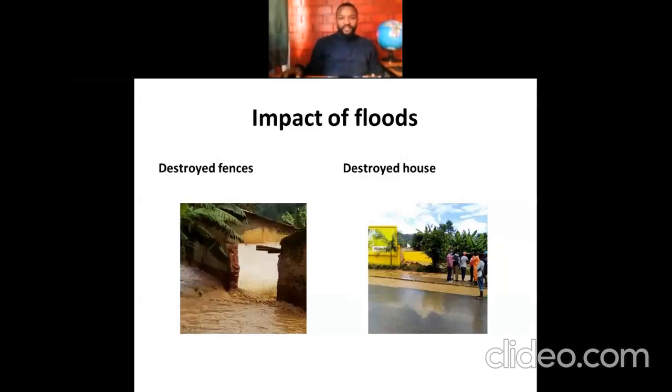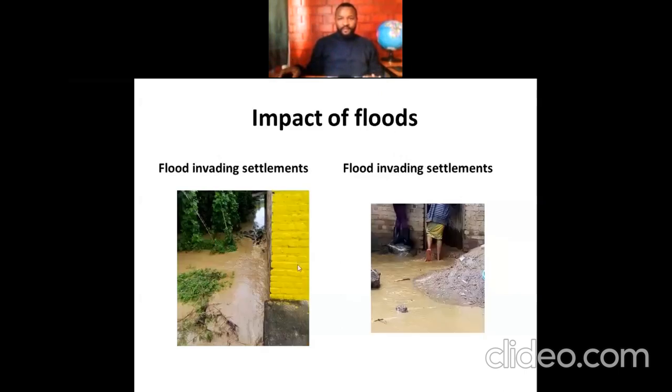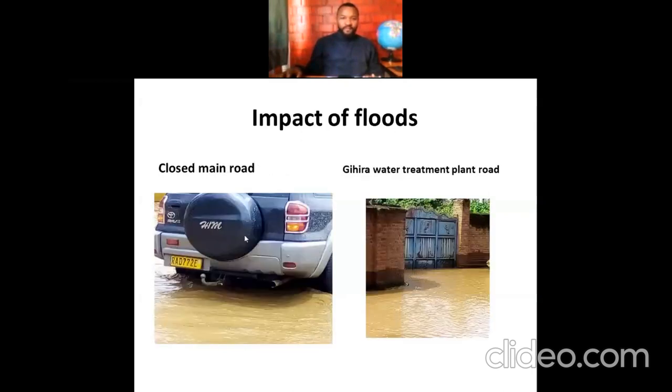You see destroyed fences, destroyed houses behind here. You can see where water is invading the settlements and even farmlands. These are climbing beans that are being flooded. See these people that are invaded. See the road that was closed by flooding water. At the Gihira water treatment plant, see the road is flooded.